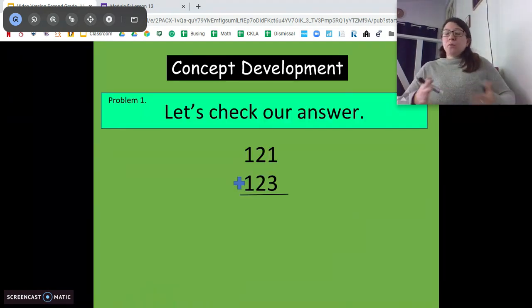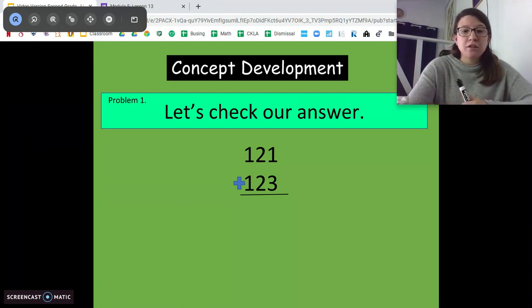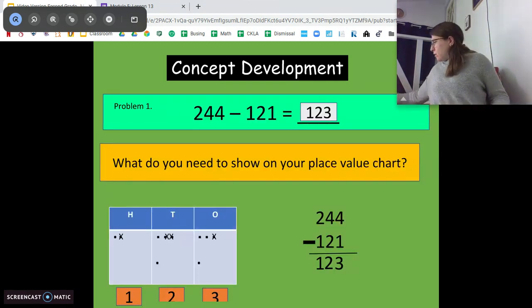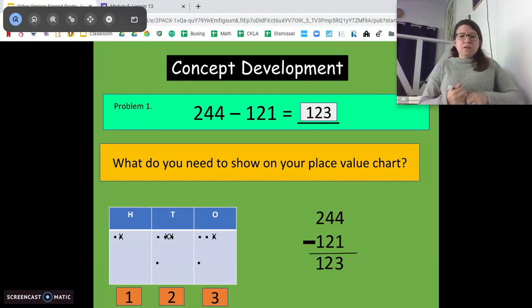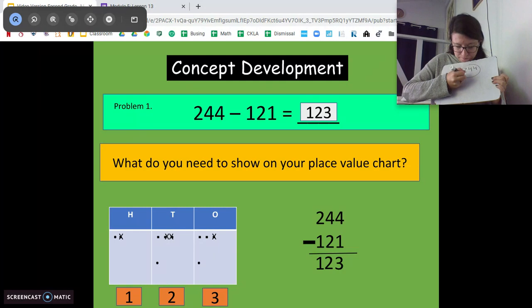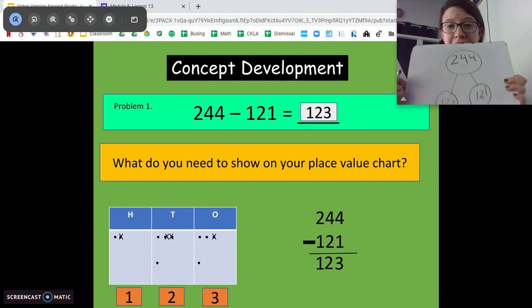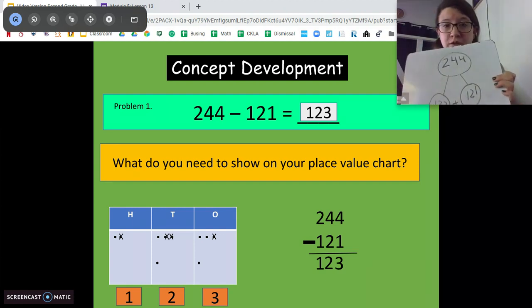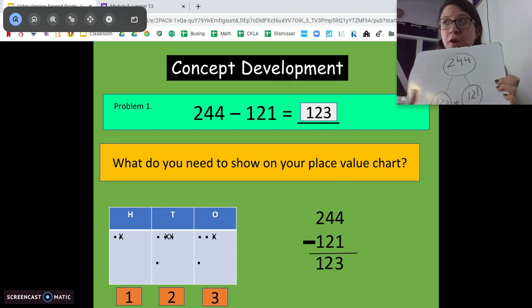Now, like I said at the beginning, we can use our addition to check our subtraction. So, if we put this in a number bond, because we love our number bonds, 244 is our whole. Our two parts are 121 and 123. What we can do to check our answer is to add 121 to 123. That way we will know for sure if our answer is 244 and our parts are correct.